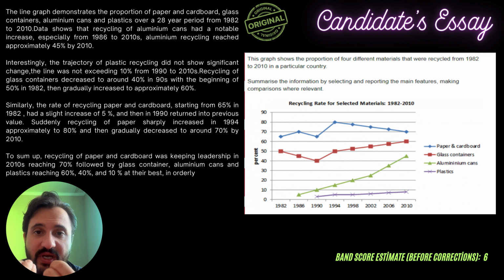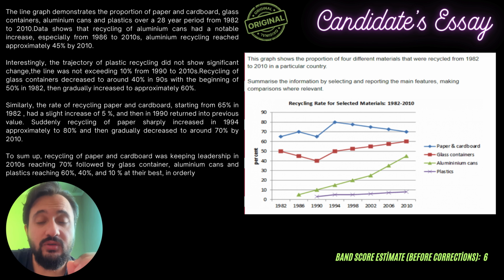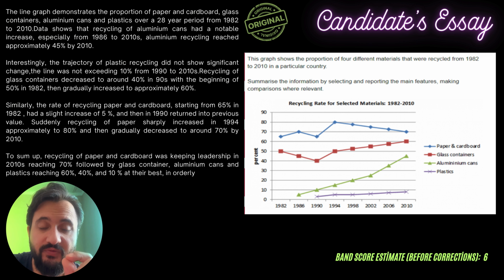So, third one, subject-verb agreement. So, data shows that recycling of aluminum cans had a notable increase, but data is technically a plural noun, so it should be paired with the plural form show. However, in common usage, data can also be considered singular. So both data show and data shows may be acceptable, but in formal writing, it is safer to use data show. Okay? So the data show that recycling of aluminum cans had a notable increase. So it's a perfect match.